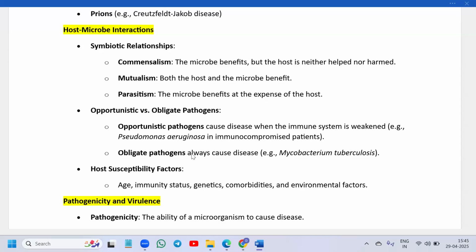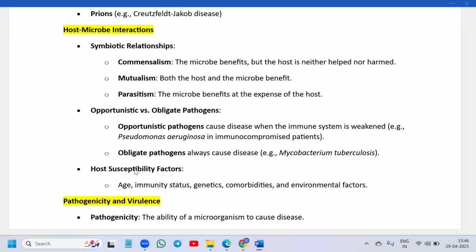Obligate pathogens means whatever it is going to cause disease, whether your immunity is strong or weak. When the quantity of the bacteria or virus goes beyond a certain level, then it will cause disease. Okay, it's definitely going to cause disease. That is what Mycobacterium TB is, right? So this is one example.